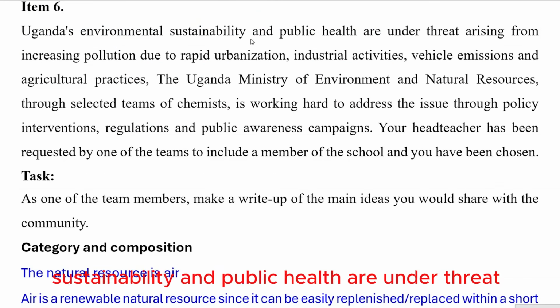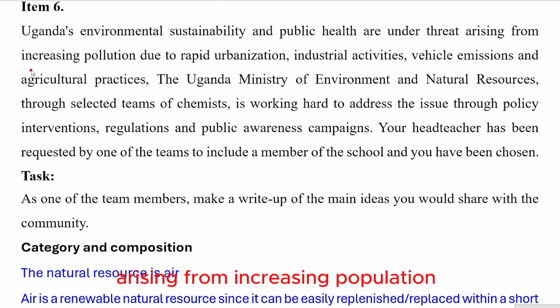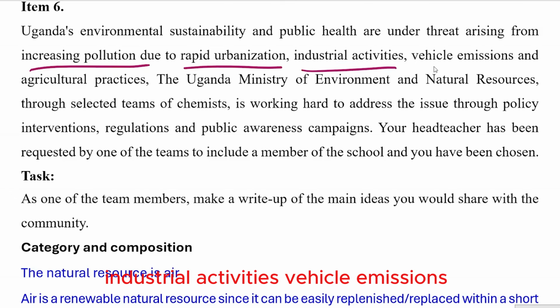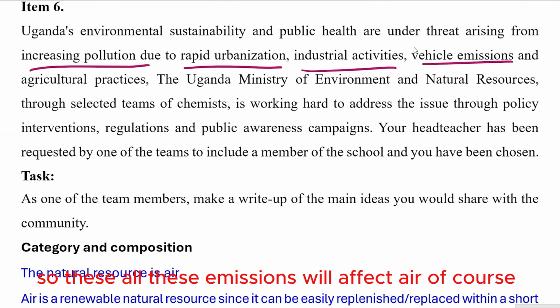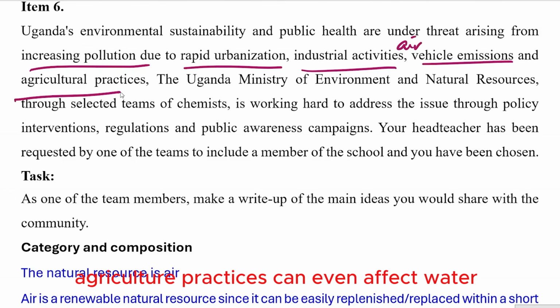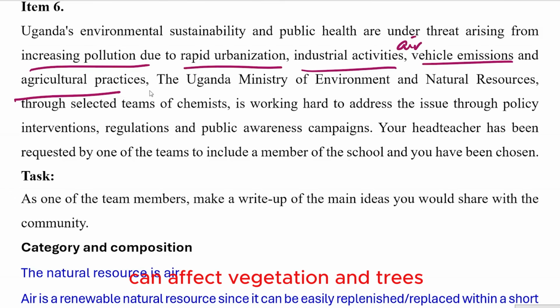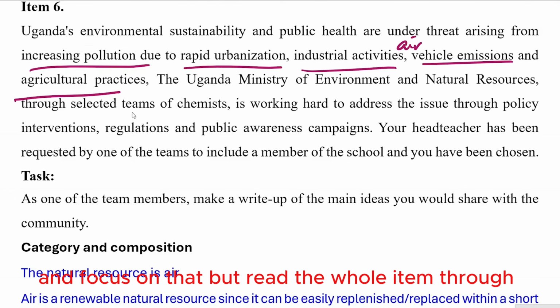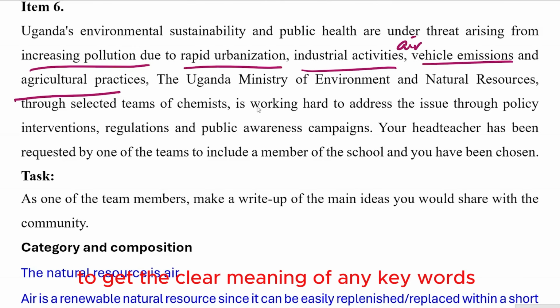Let's look at item 6. Uganda's environmental sustainability and public health are under threat arising from increasing population due to rapid urbanization, industrial activities, vehicle emissions. So all these emissions will affect air. Of course, agricultural practices can even affect water, can affect vegetation and trees. So, but just pick out one natural resource and focus on that. But read the whole item through to get the clear meaning of any keywords.